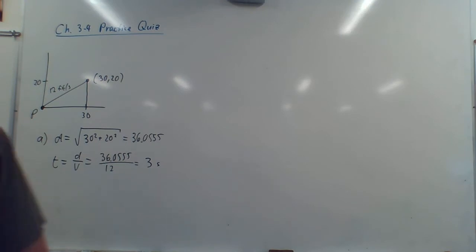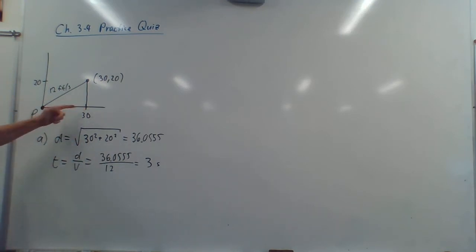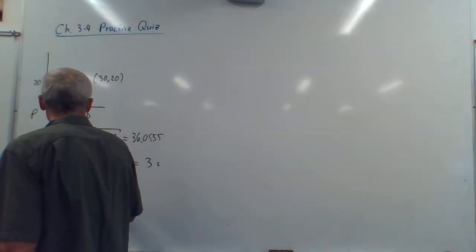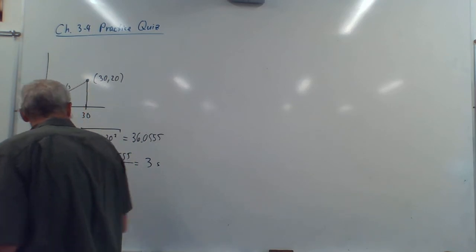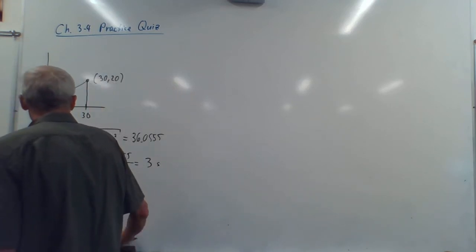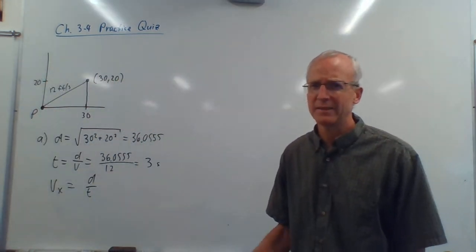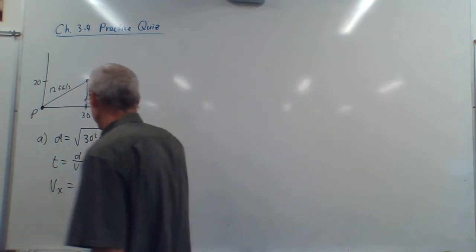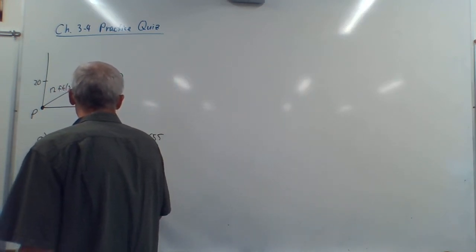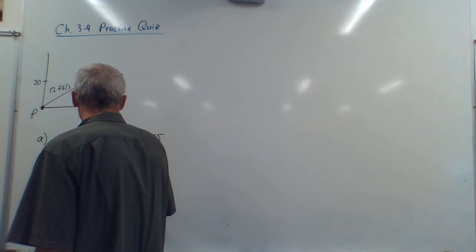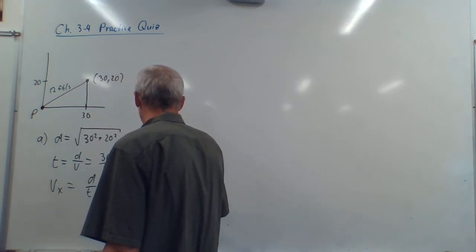Now, we know how fast he was going in the x direction and how fast he was going up. If he was walking this way, he was going this way, and he was also going that way, which put him there. So his Vx is the distance in the x direction, 30, divided by 3 seconds. I'll write the formula. It's always good to write distance divided by time, because people do it backwards and get it upside down. 30 divided by 3, that's easy math, so 10 feet per second.